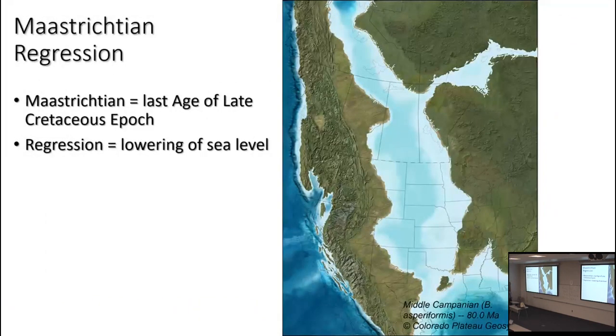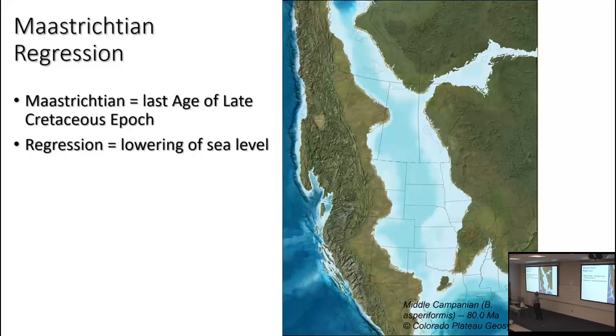So we'll start with the Maastrichtian regression. Maastrichtian, as I mentioned before, is the last age of the late Cretaceous epoch of the Cretaceous period of the Mesozoic era. And regression, in this context, is a geological term. It means a lowering of sea level. In case you're wondering, the alternative is a transgression. The rise of sea level is called a transgression. So regressions and transgressions occur throughout Earth history. But the Maastrichtian regression is actually a pretty sizable one. And again, it's lowering sea level.